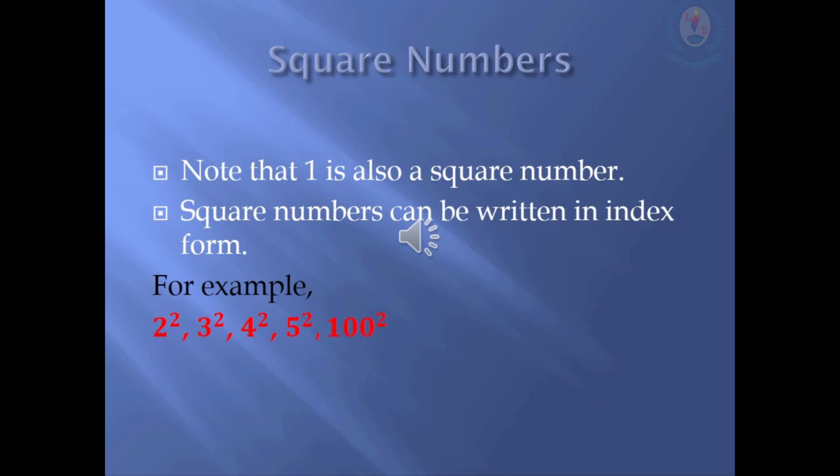Note that 1 is also a square number because 1 we can arrange as a square. Square numbers can be written in index form as we learned last time. For example, 2 to the power 2, 3 to the power 2, 4 to the power 2, 5 to the power 2 as well as 100 to the power 2.